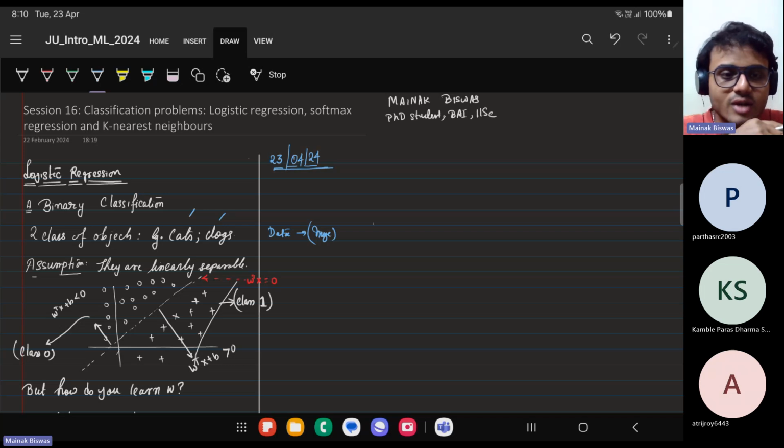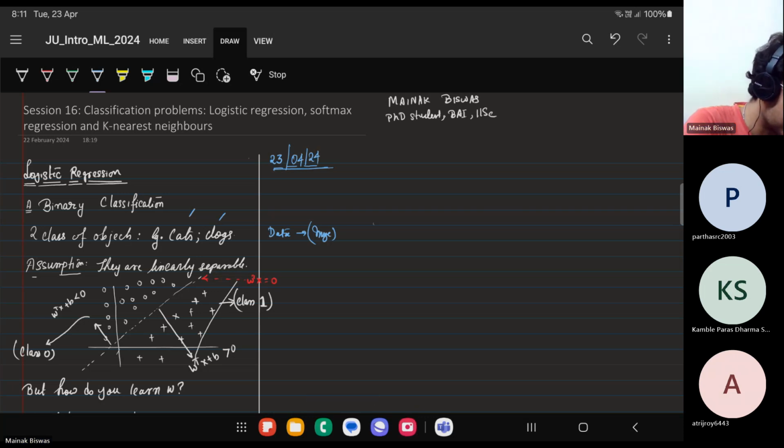But the question arises, and this is where we'll be seeing how beautifully we can use all the distributions that we have learned and the statistical techniques like maximum likelihood estimation that we have encountered in the previous course. So first, it's good to understand this picture very well.